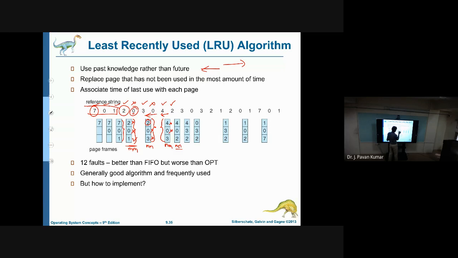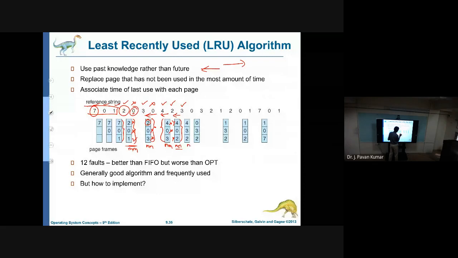Next, consider 3, also page fault will occur. What we will select? Again we have to go in reverse direction. 2 we have used, so we cannot choose. Next 4 we have used, so this we cannot choose. 0 is the one which we have to choose. So 4, 3, 2 will be the main memory contents.